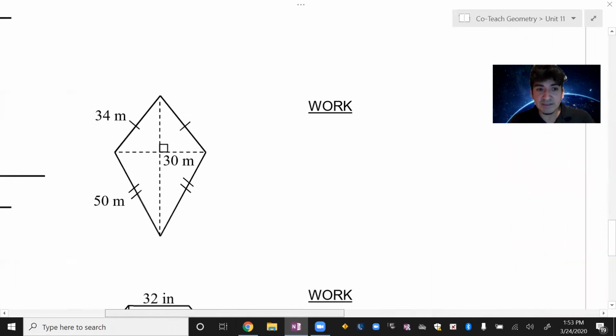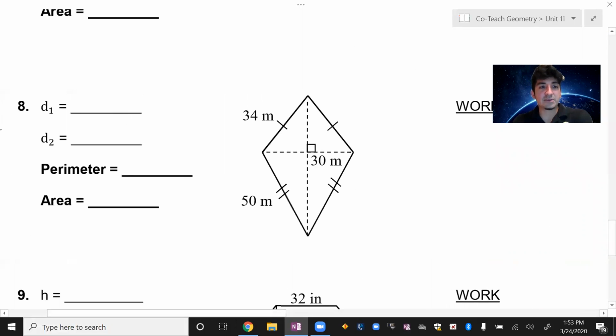Now, this being said, if we're looking for the diagonal in this problem, we need to identify which one is going to be considered the diagonal. So I have 30 right here, and that means if it goes all the way across here, that would also be 30. So a total will be 60. So that'll be 60 meters for my diagonals. So they go from corner to corner and they connect.